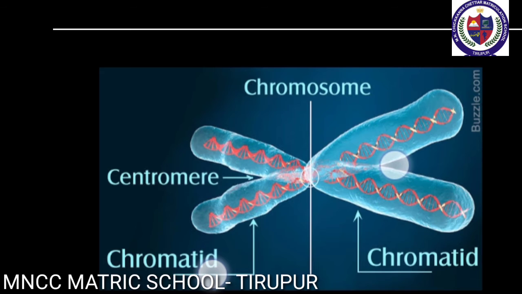Genes are segments of DNA which are responsible for the inheritance of particular phenotypic characters. Each gene is present at a specific position on a chromosome called its locus. During cell division, the genetic information present in the genes is passed from one generation to another.